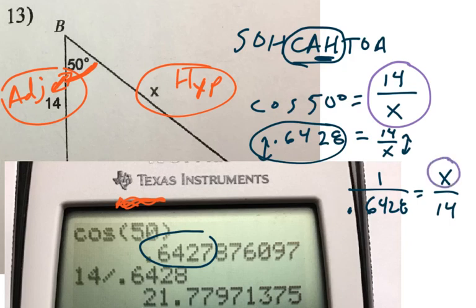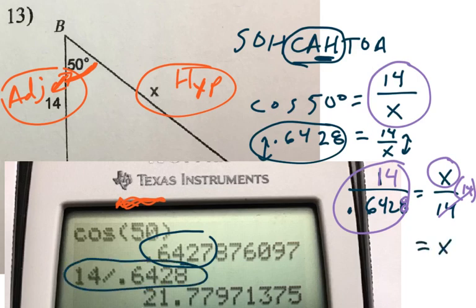Now, to solve for x, all I have to do is times both sides by 14. See what I did there? Whenever you times a fraction, you always times the numerator, right? So, this is my answer. 14 divided by 0.6428. That is an 8 there, right? Yeah. So, x is going to equal 14 divided by 0.6428, which rounded off is 21.8.